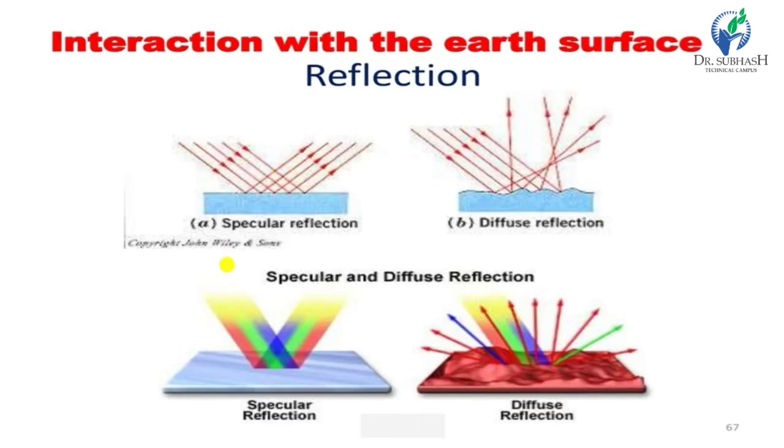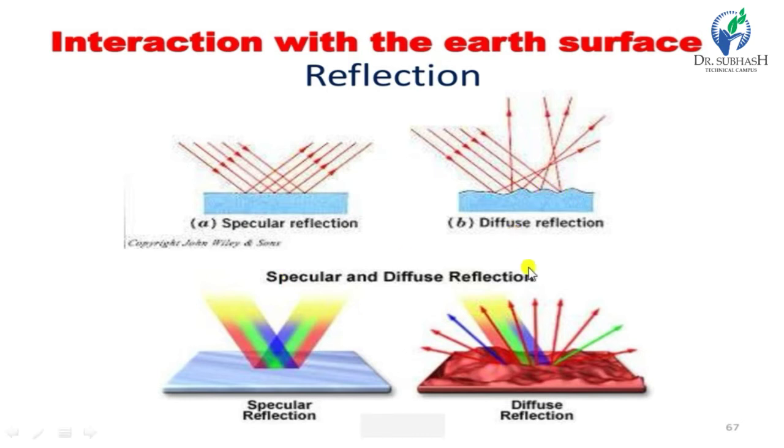Now there are different types of reflections when we impart energy on the Earth's surface. One is specular reflection. In that type of reflection, the energy is perfectly reflected at a defined angle, and the surface is perfectly smooth. Next is diffuse reflection. In that type of reflection, the Earth's surface is not smooth, and there is angular disturbance on the surface. So the reflection may also be diffused.